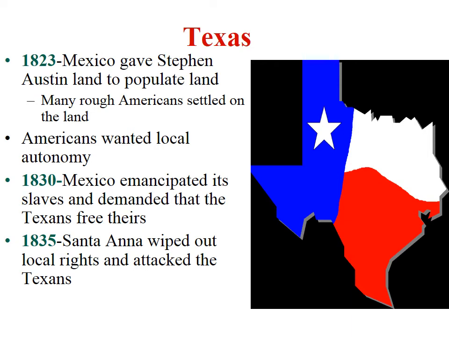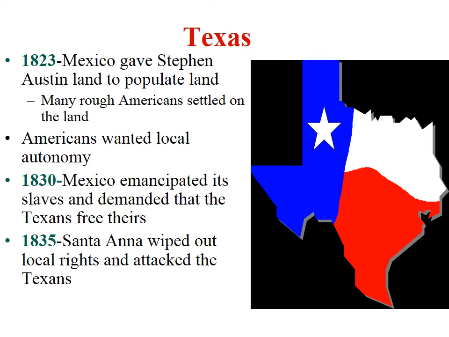1823. Mexico is a newly independent nation, and it gives this guy, Stephen Austin, who was the leader of about 300 families, a contract so that he can populate the state of Texas. Now, 300 families, at that time, for an absolutely massive geography, is nothing. But the reason why Mexico jumped at this was because almost nobody lived in Texas at the time.